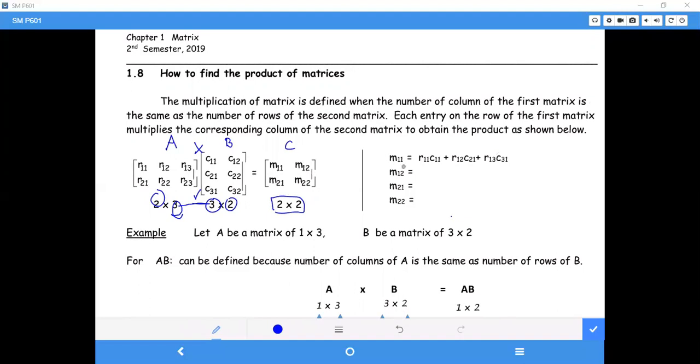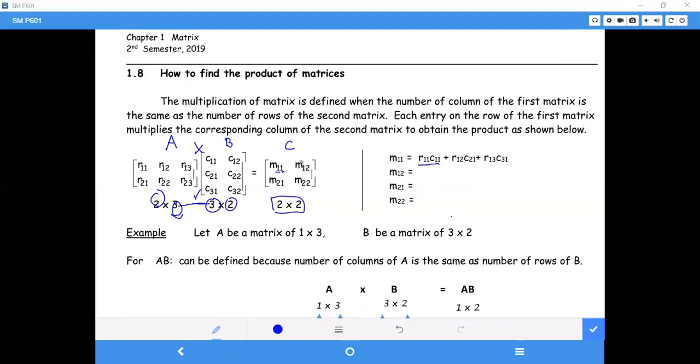So when you want to find M11, M11 is here. You have 4 members. M11 is at the location of row number 1 and column number 1. So what you do, you multiply row number 1 of A with column number 1 of B. Row number 1 of A, column number 1 of B. So we go like this: R11 multiply with C11. That is why we have this.